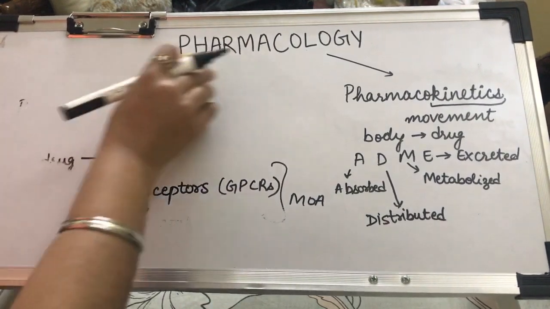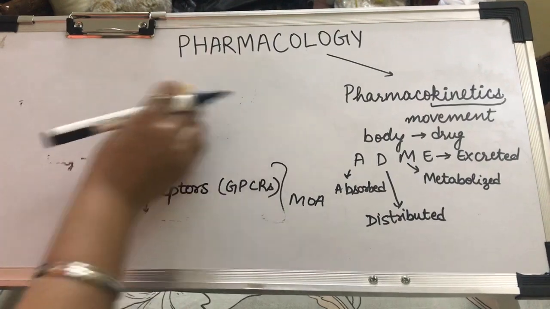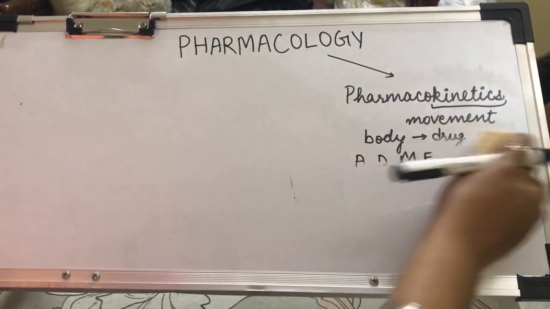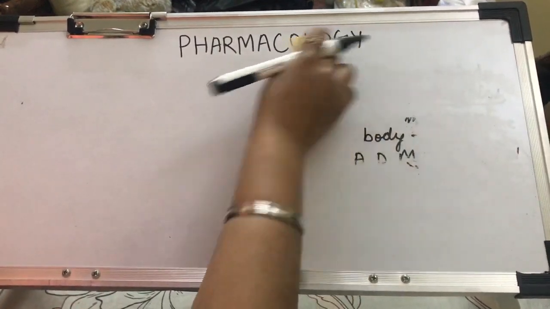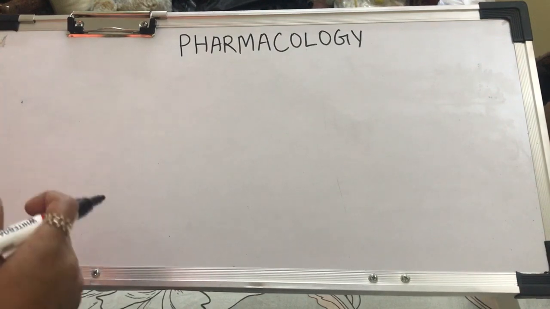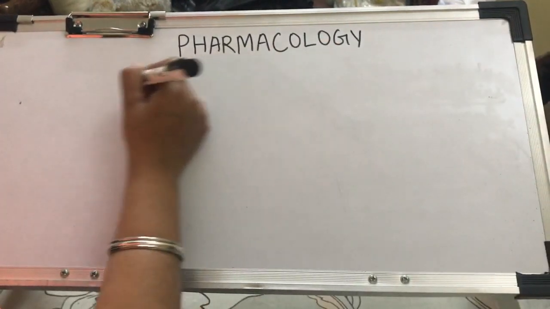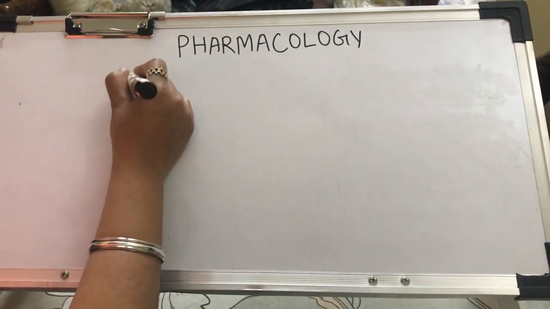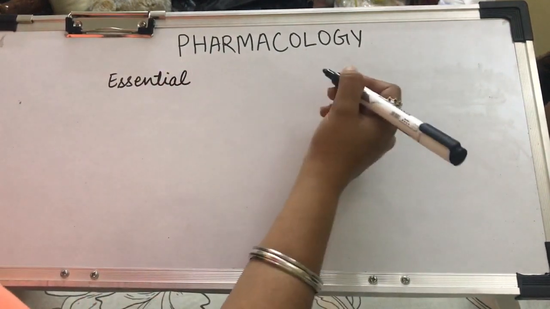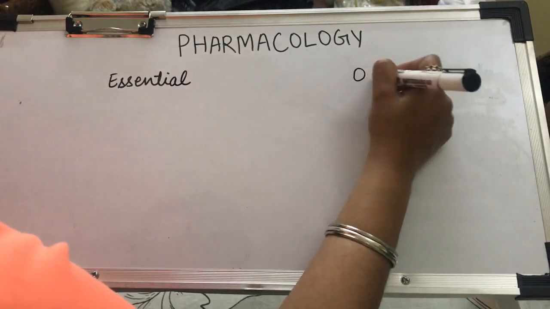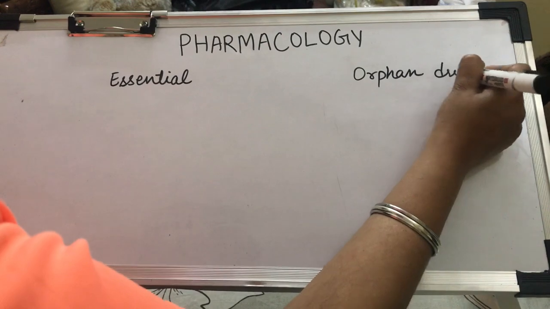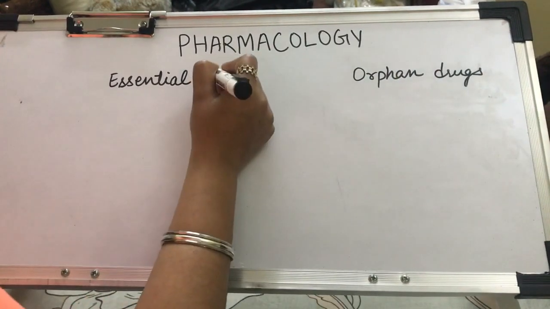Now there are certain basic definitions which you need to know before we go into the details of pharmacology and details of different drugs. There are two types of drugs. There are essential drugs and there are orphan drugs.